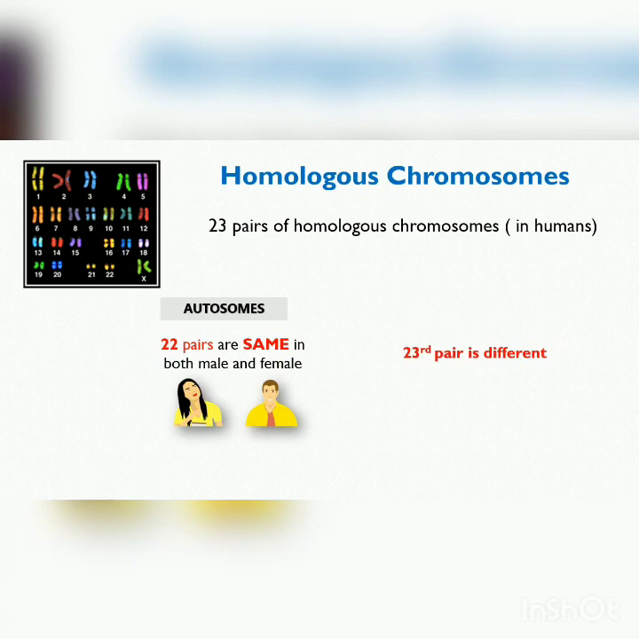That you might obviously know. Then what is the difference? In females it is X and X, right? And in males it is X and Y. These are known as sex chromosomes, also known as allosomes. So we have 22 pairs of autosomes in our karyotype and one pair of allosomes or sex chromosomes in our karyotype.